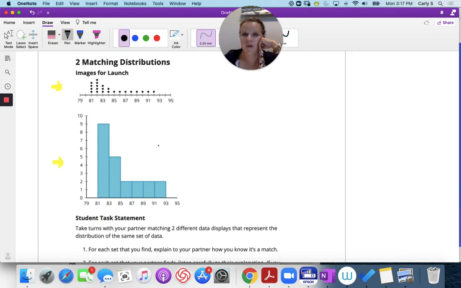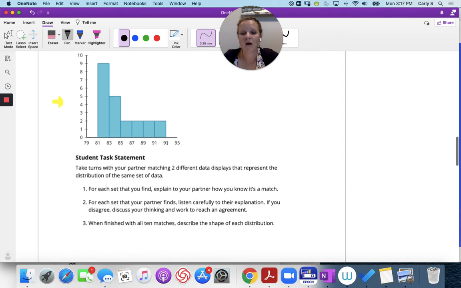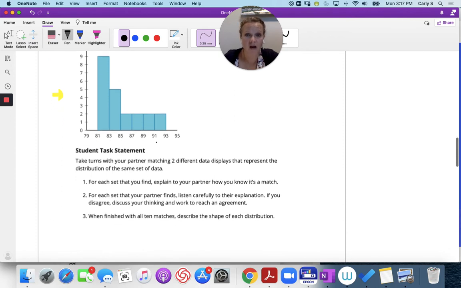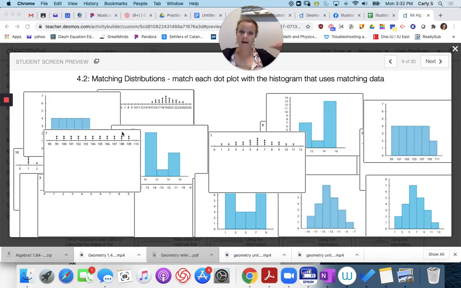All right, so if we were in class today, we would take turns with your partner matching two different data displays that represent the distribution of the same set of data, okay? So I'm going to move us over to a Google Doc so that we can play with that a little bit. All right, we're going to play this game in class, hopefully. So if we don't, sorry, something must have happened. But if I see you, we're going to play this game, which is what it was talking about in the matching distributions.